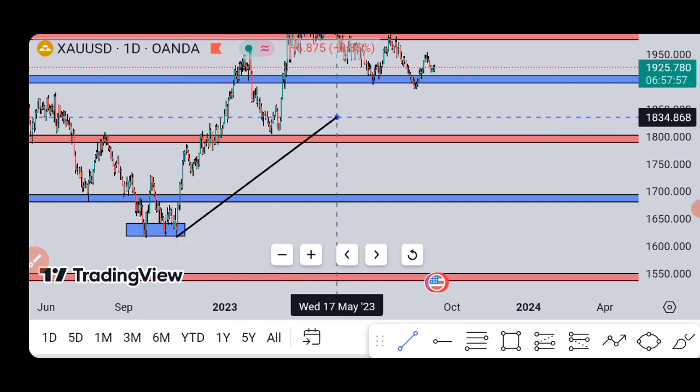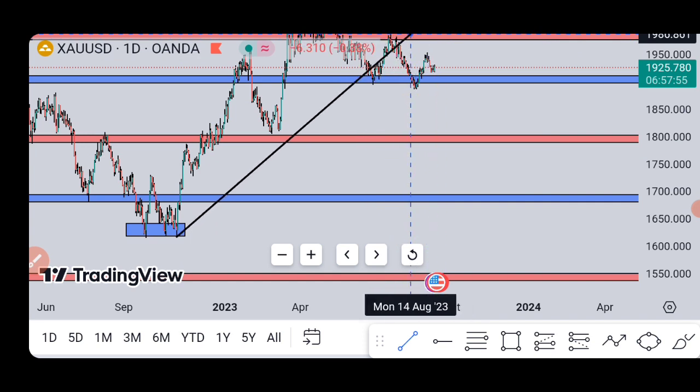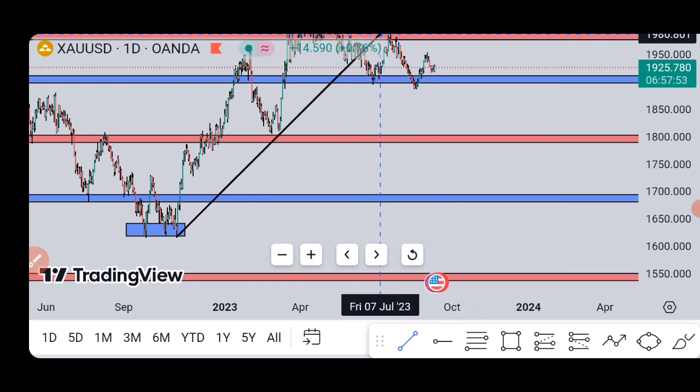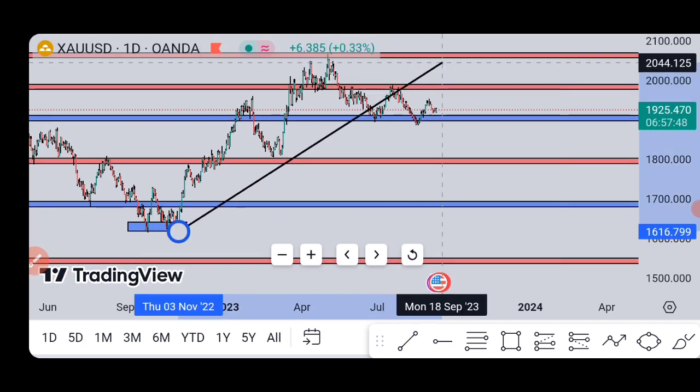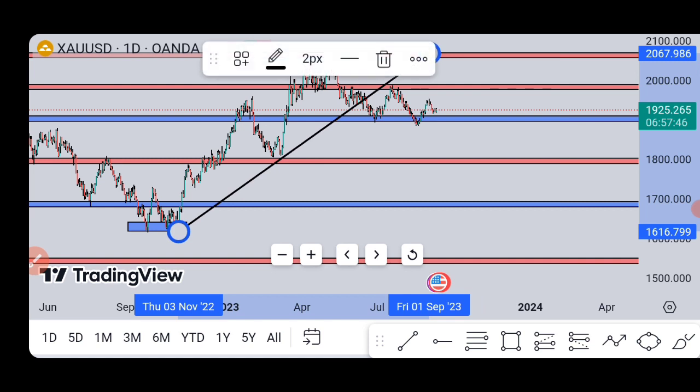So what you are seeing on weekly, you can see it on daily. You can also see it on 4 hour, but the higher you go, the easier for you. So this is that trend line I'm showing you on weekly time frame.